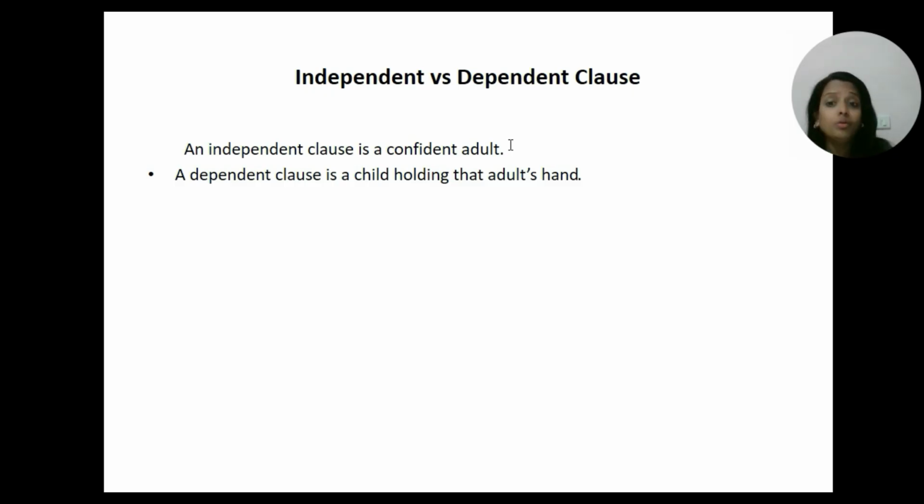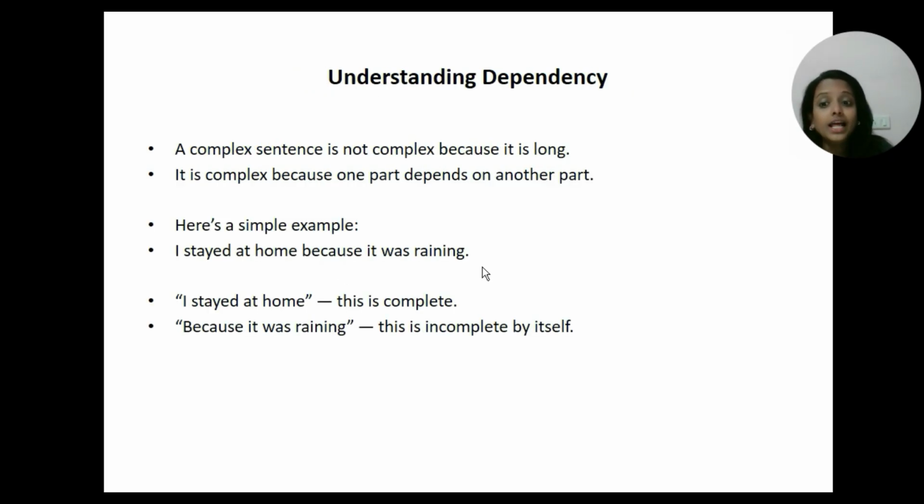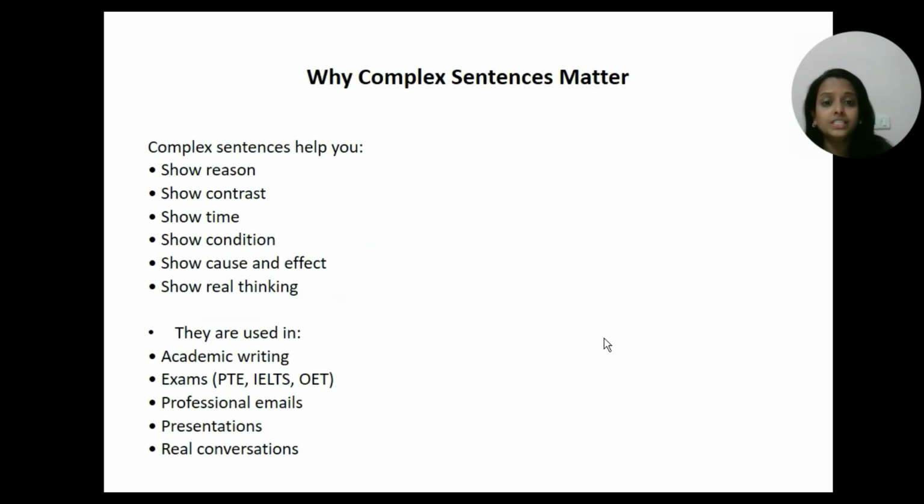So let me tell you why complex sentences are important. This is a big question. Complex sentences help you do things that simple sentences cannot do properly. They help you to show reason, contrast, time, condition, cause and effect, and they help you to show real thinking. For example, you can compare these two. Say, if I'm saying, I did not attend the meeting, I was unwell. It's correct, yes. But is this natural? Not really.